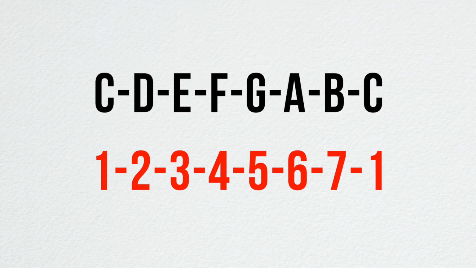We would start at C, which is 1, D, which is 2, E, which is 3, F, which is 4, G, which is 5, A, which is 6, B, which is 7, and then repeating back at C, we would just call that 1 again. We wouldn't call that 8.